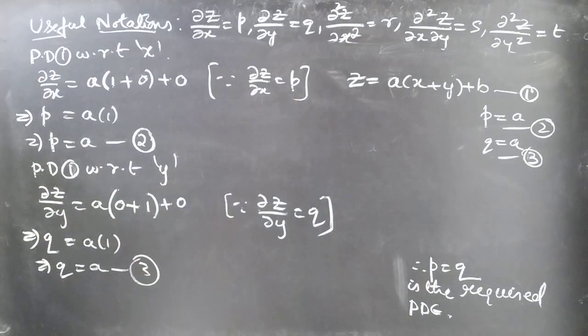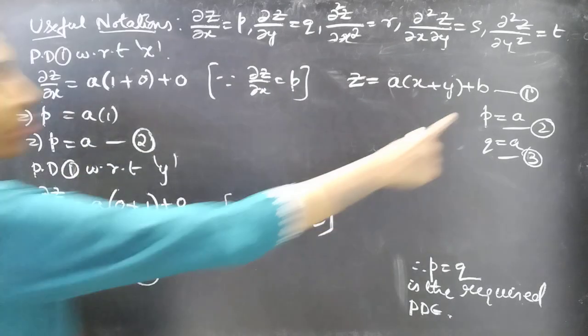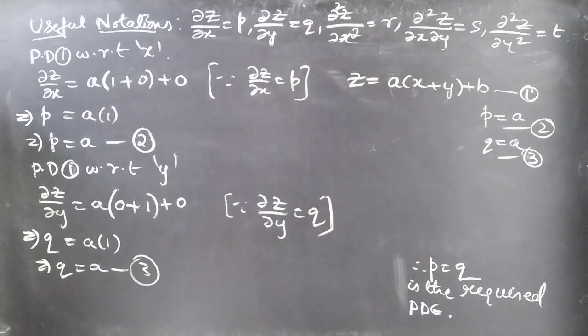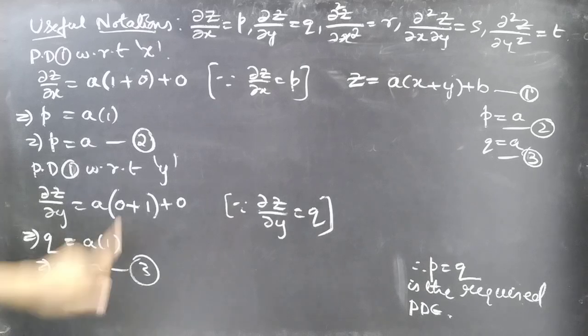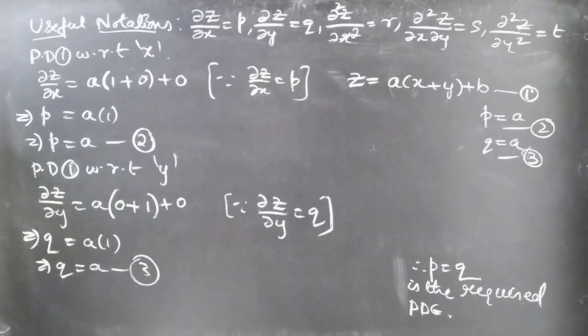Now we need to observe 1, 2 and 3. By substituting 2 and 3 in 1, the constant b remains the same. Here our main aim is to eliminate the arbitrary constants a, b from the relation z equal to a times x plus y plus b, which gives the required partial differential equation, right? Since by substituting 2 and 3 in 1, b remains the same and won't get eliminated, we won't substitute 2 and 3 in 1.